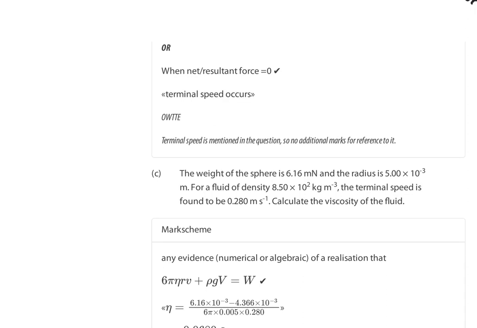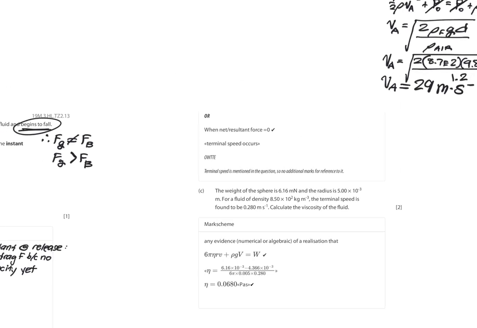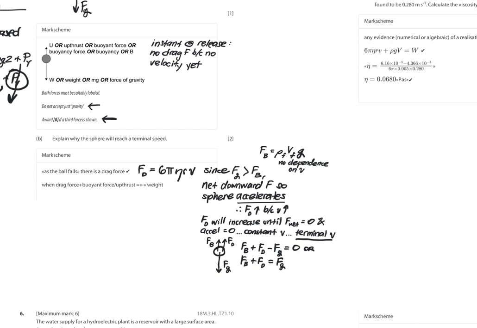Terminal speed is mentioned in the question, so no additional marks for reference to it. Okay, I feel like it's hard to answer that question without talking about terminal speed, but they just say, don't just say a sphere reaches a terminal speed because it reaches a terminal speed. You gotta explain why, right? So there you go. That's B.